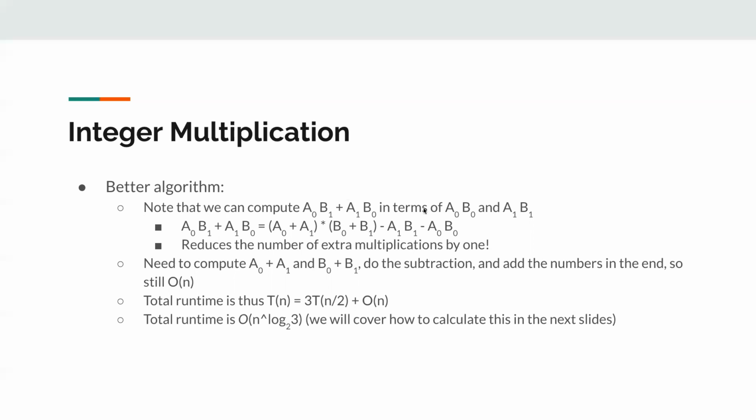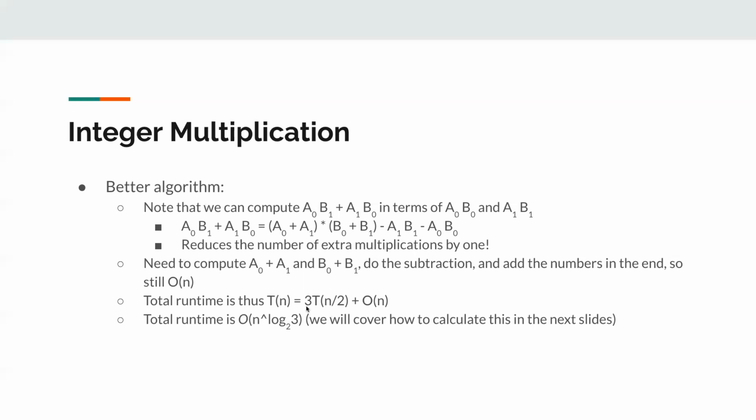Because we have this formula, our subproblems become multiplying A1 and B1, multiplying A0 and B0, and then we do have to compute A0 plus A1 and B0 plus B1, but then we just need to multiply those two together. That's our third subproblem. So we have 3 subproblems that split our original case by a factor of 2, and our combine step is just doing all of these additions, like minus A1 B1 minus A0 B0. That's just combining the results.